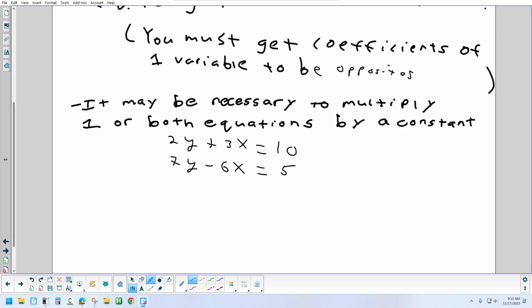2. Right. If you multiply that top row by 2, you'd have a 4y, 6x, and a 20. Well, if you had a 6x here and a negative 6x there, then they would cancel. Right? So that's what I mean by saying it might be necessary to multiply by a constant first. In this problem, you'd only have to do it in the top. But sometimes you have to do it in both.